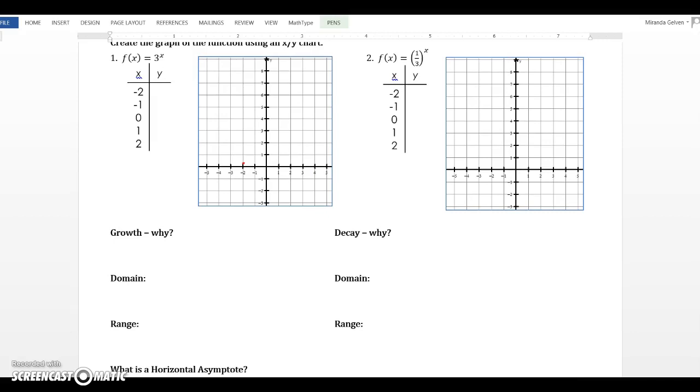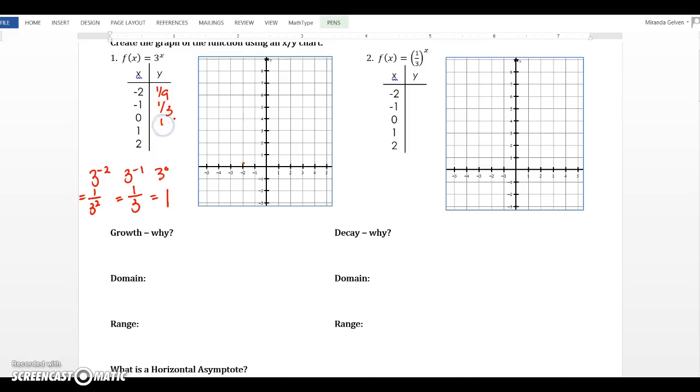Okay, so it says graph using an XY chart. We're going to fill in the chart here. So if I plug in -2 for x, I get 3 to the -2. The chapter we just came out of, that gives us 1 over 3 squared. So this would be 1/9. 3 to the -1 would give me 1 over 3. 3 to the 0 power. Well, remember, anything to the 0 power is 1.